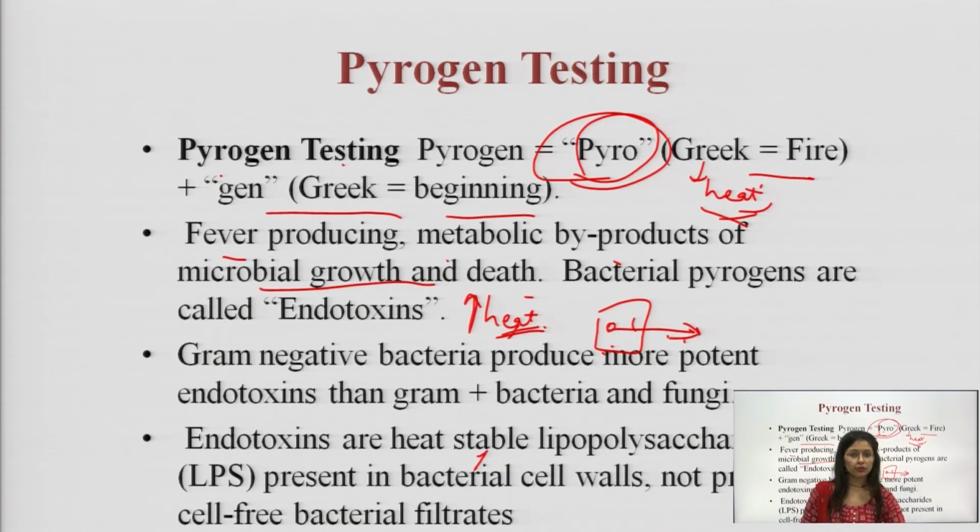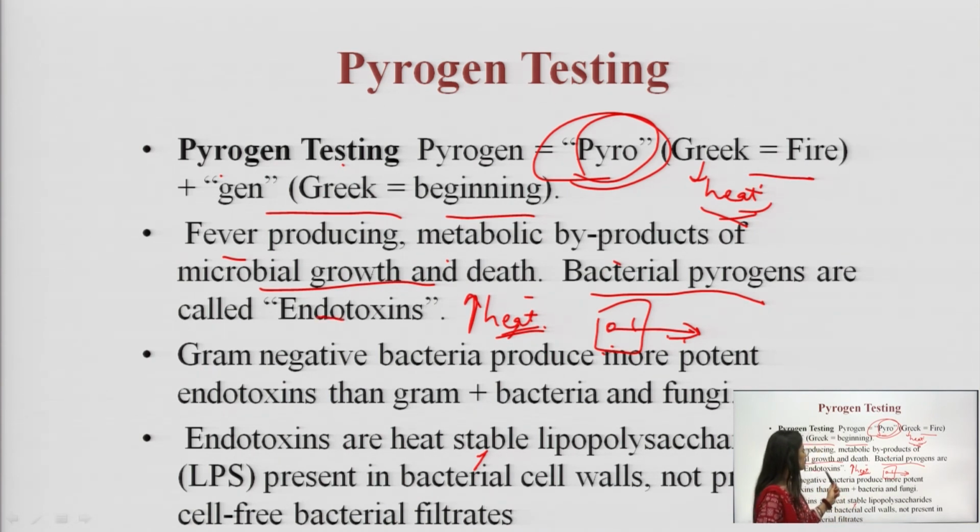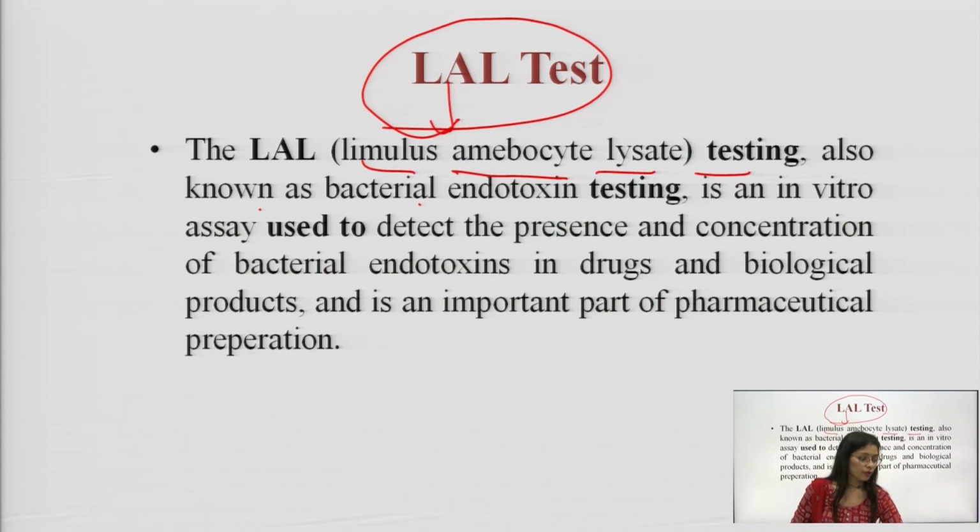Pyrogen testing, as I told you, pyrogens are the foreign elements. We have to check whether there is a bacterial pyrogen present in the human parenteral preparation or not, because if there is pyrogen inside the preparation, it can lead to increasing temperature inside the body. For testing, LAL test is performed. This is what I told you.